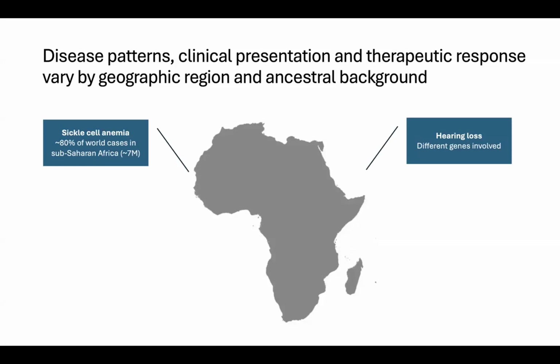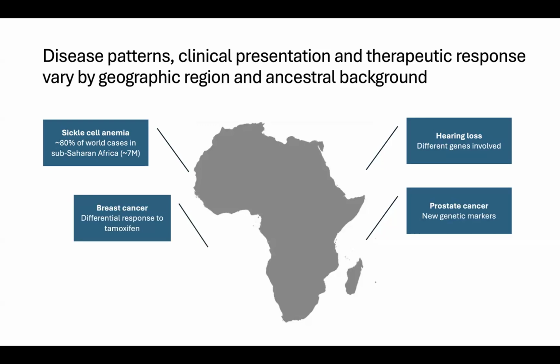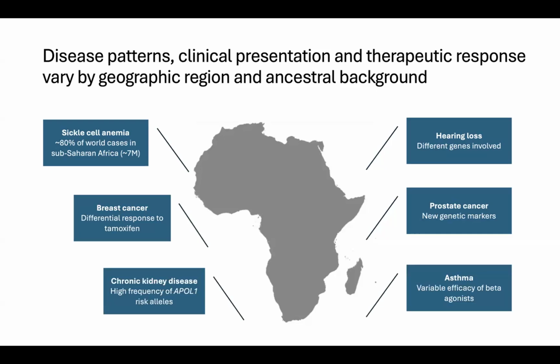We know that a lot of research on the genetics of hearing loss has shown us that different genes are involved than those involved in hearing loss in European populations. We know in terms of breast cancer, there are drug response differences. Prostate cancer, a beautiful paper published last year, showed that studying Africa gives us new genetic markers for predisposition to prostate cancer. When we think about chronic kidney disease, this is a disease which is 5 times more common in Africa than elsewhere in the world.